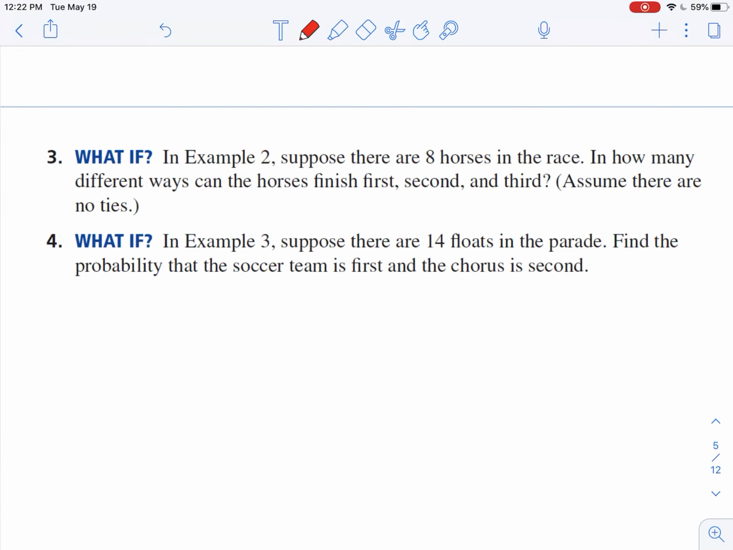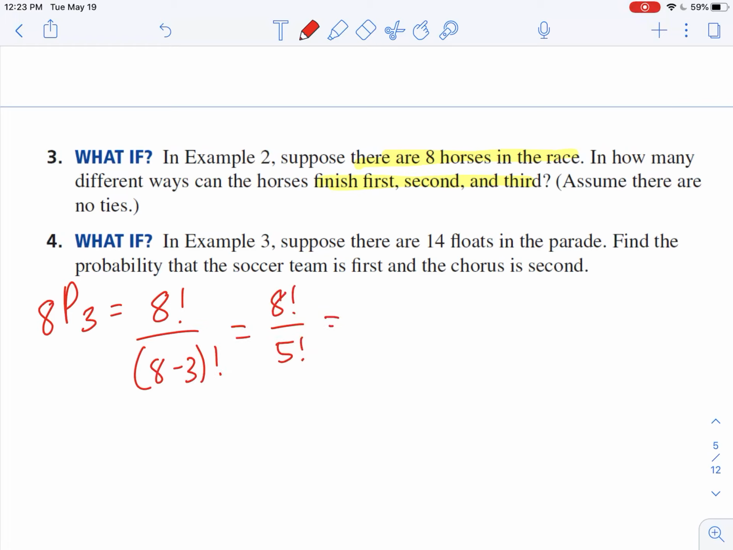So this again would be a great time to pause if you want to work these problems on your own, but problem number 3 says in example 2, suppose that there are 8 horses in the race, and in how many different ways can they finish first, second, and third? So it looks like we're taking 8 objects, and we're wanting to know the number of permutations when we take them 3 at a time. So 8 factorial over 8 minus 3 factorial. Looks like 8 factorial over 5 factorial.